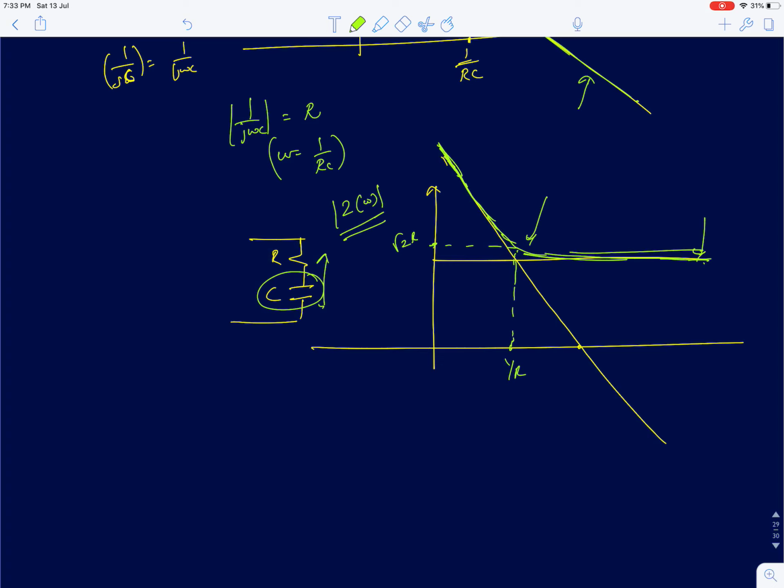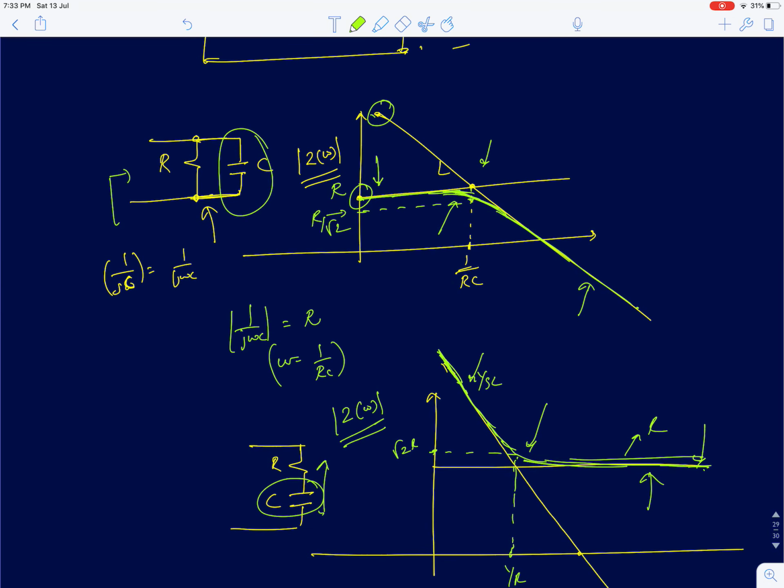At high frequencies it is dominated by the resistor shown here. So here it will behave like a capacitor, here it will behave like a resistor. For a parallel RC circuit, it is the opposite. At low frequencies it will behave like a resistor, and at high frequencies it will behave like a capacitor.